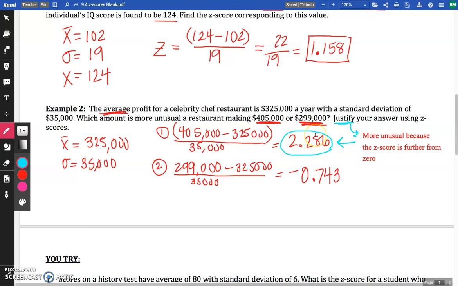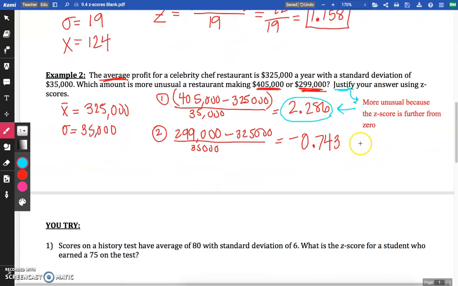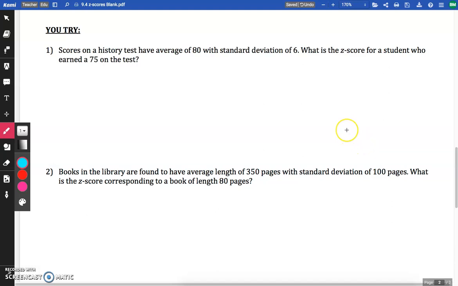Okay, so on the next page, you have a few examples to try, 3 examples. I'd like you to work through all 3 of those, and then you can check your answers.